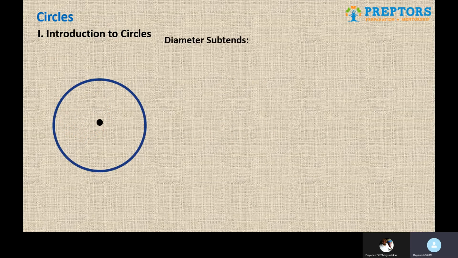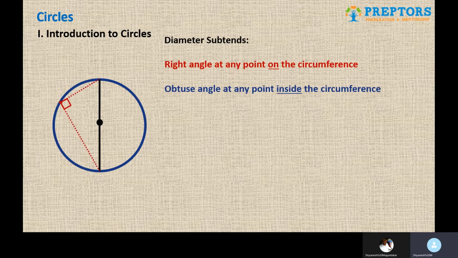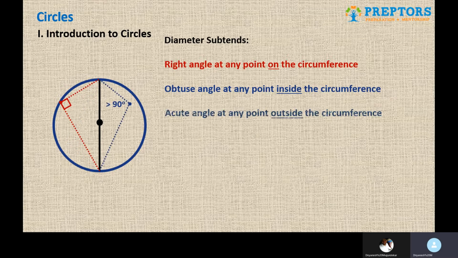The next portion is some properties of diameter. The first one, diameter subtends an angle 90 degree on the circumference. Anywhere on the circumference it makes a right angle. Inside the circle it makes an angle which is more than 90 degree, that is obtuse angle. And anywhere outside the circle it makes an angle less than 90 degree, that means it makes an acute angle. So these are the three standardized properties of diameter as far as the angle that it subtends with respect to the different positions on the circle, inside the circle, outside the circle.